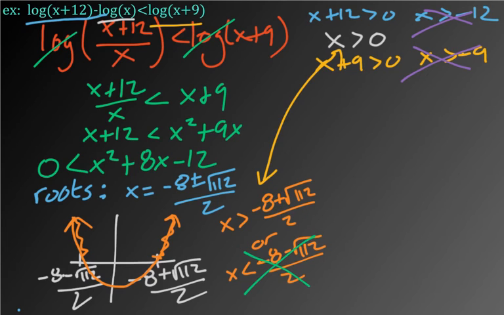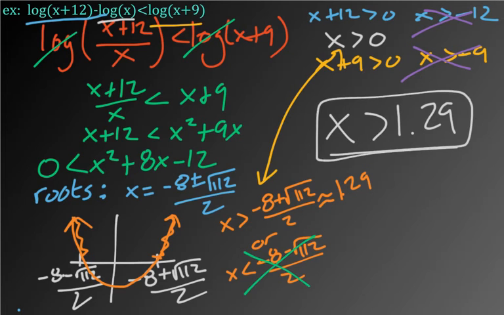This one, we really just need to know the decimal, because it could affect the answer. So if you do it out, you'll see that this is approximately 1.29. And so anything bigger than 1.29 is already bigger than 0, right? So any of the stuff in here will work for this whole thing, okay? So your final answer is x just needs to be bigger than 1.29, or that negative 8 plus square root of 112 over 2. But you can just leave it this way, that's fine.